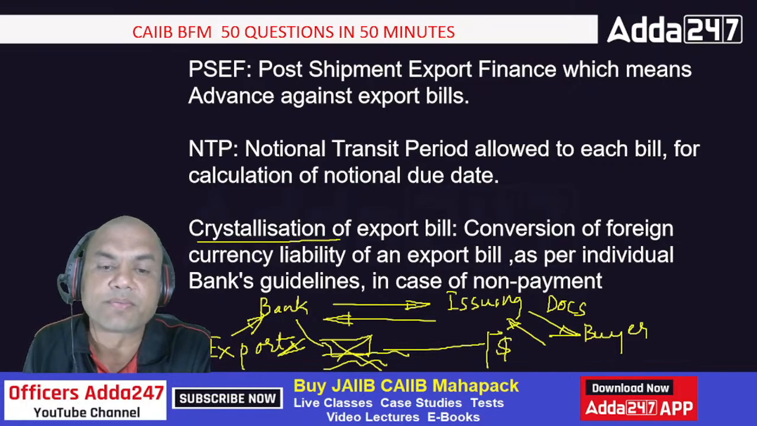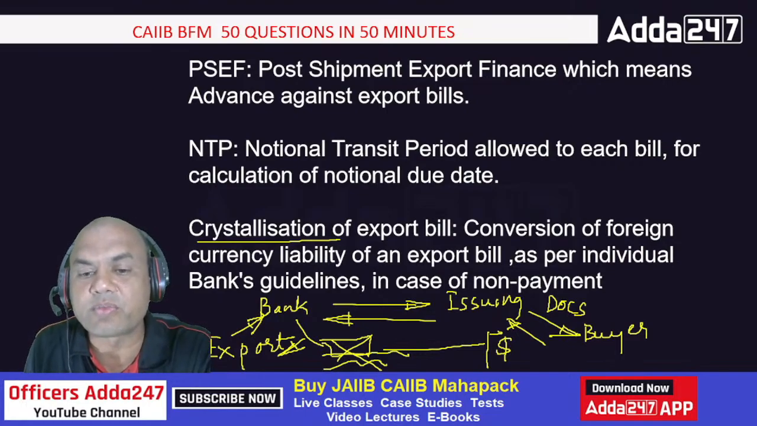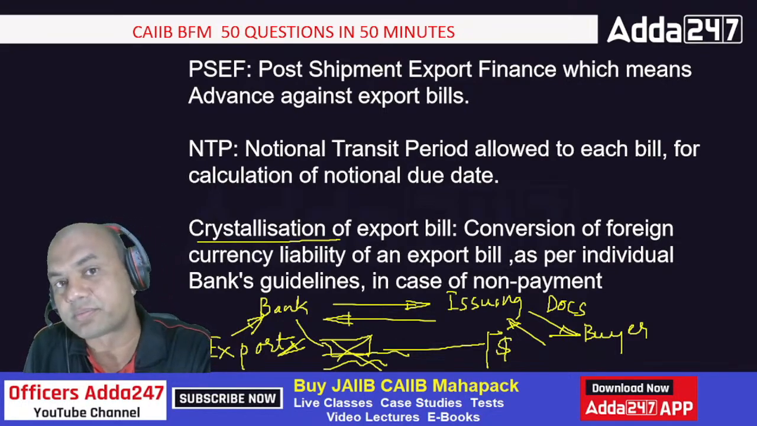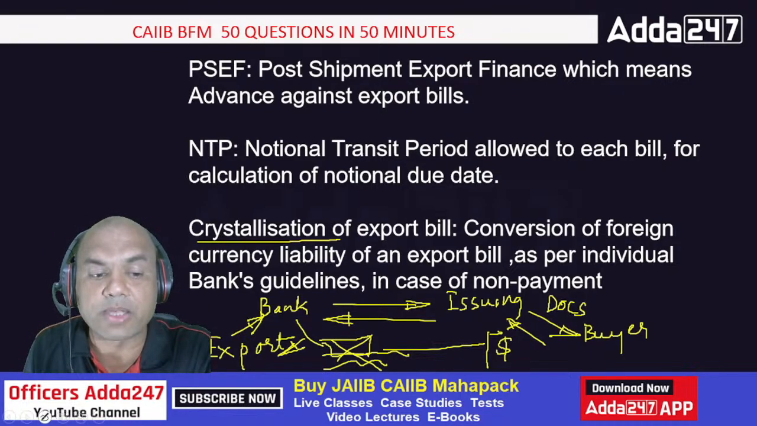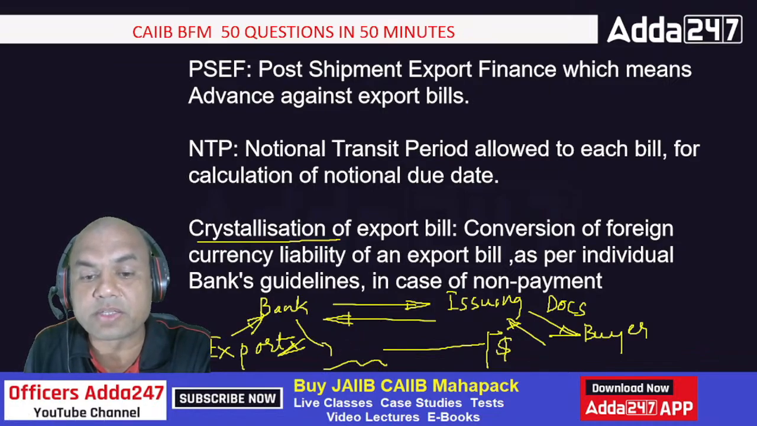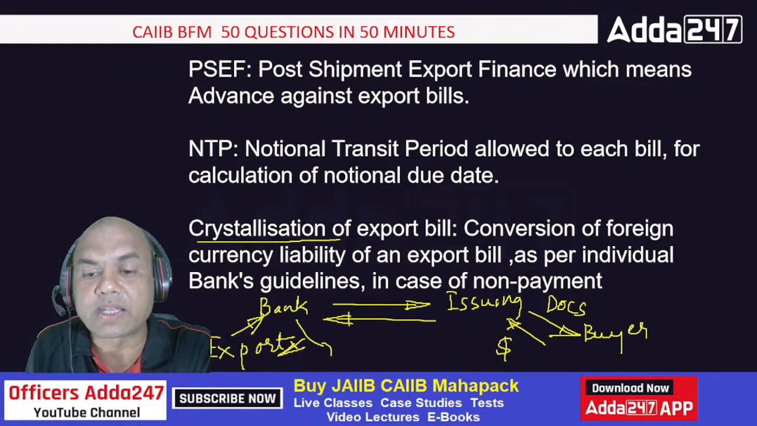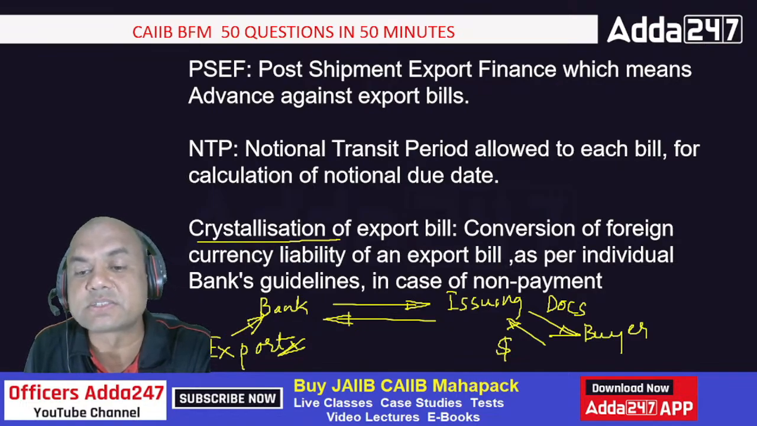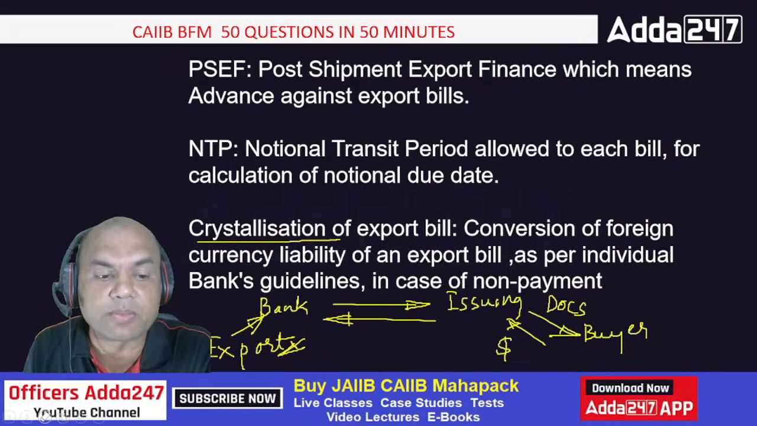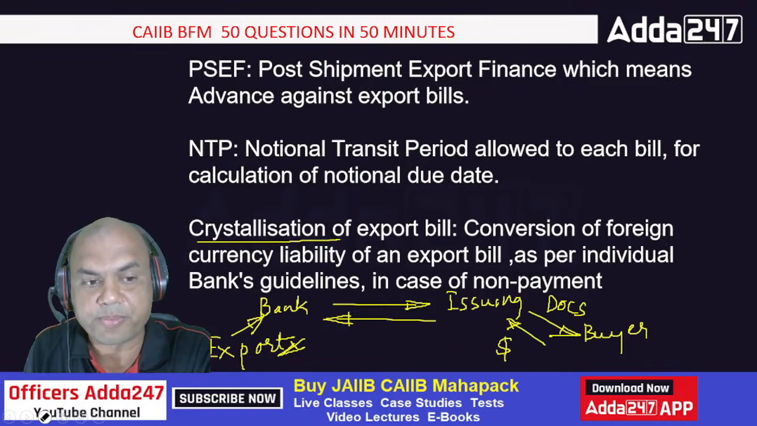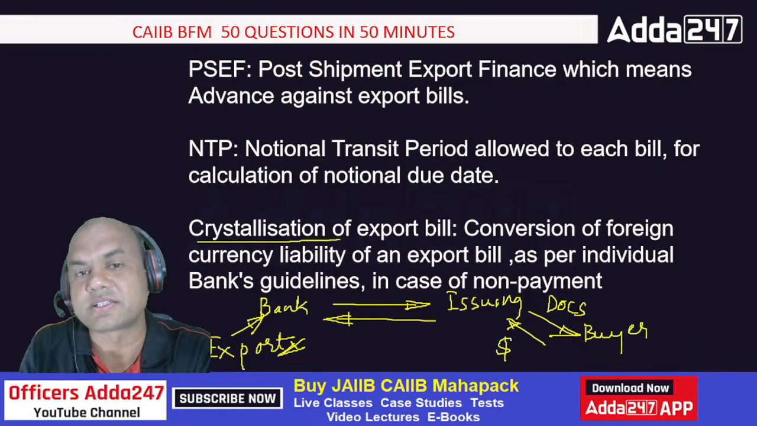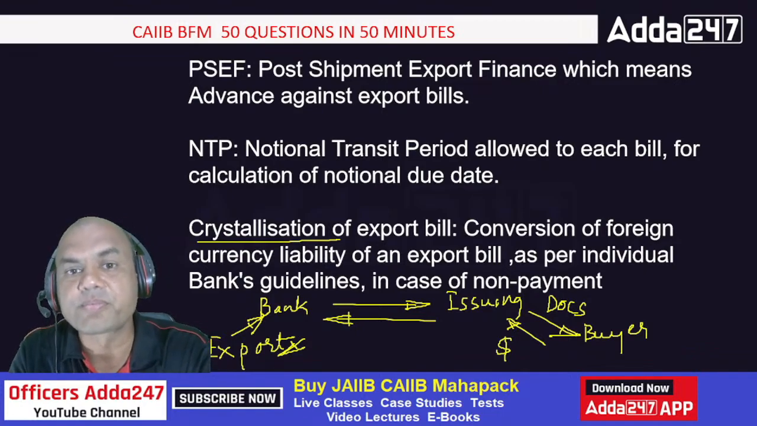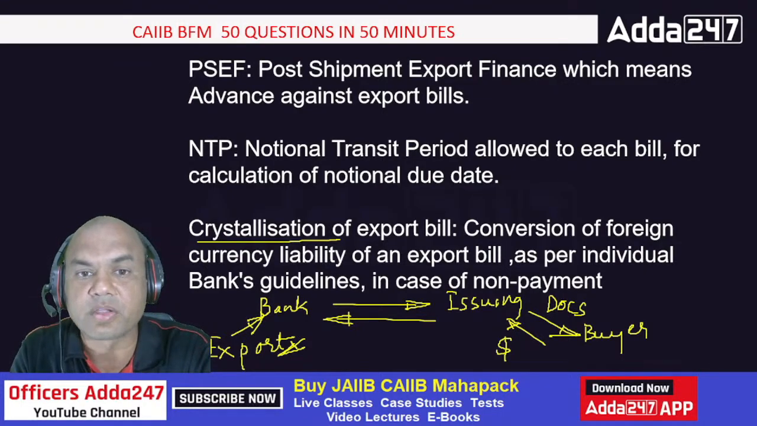So look at this. What does crystallization mean? When the payment is not received. Understand this: when the payment is not received by our bank from the buyer. If the buyer doesn't pay, then what do we do? This is a dollar bill. So we convert this dollar bill into an Indian rupees bill. And this conversion is known as crystallization. Got it, everyone?